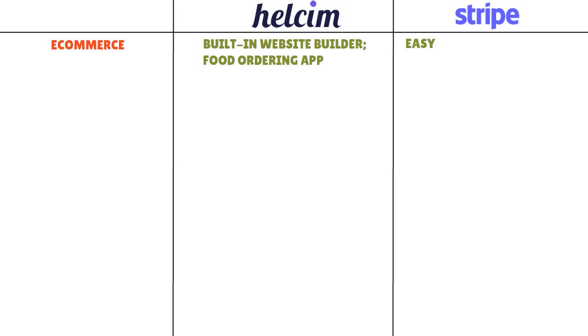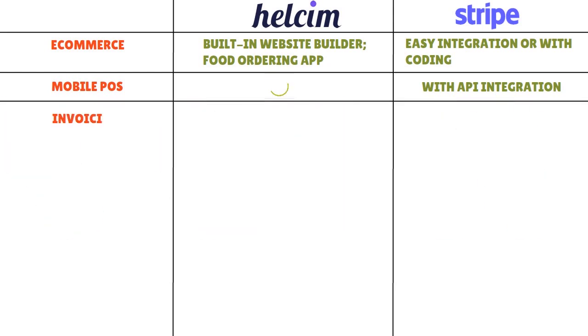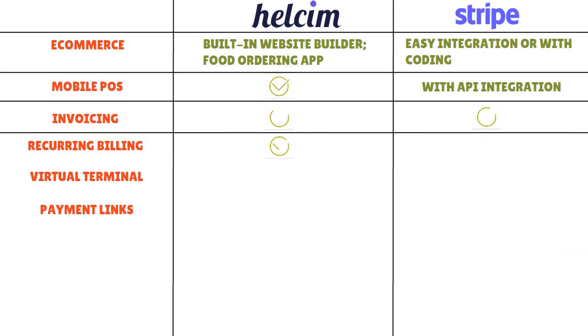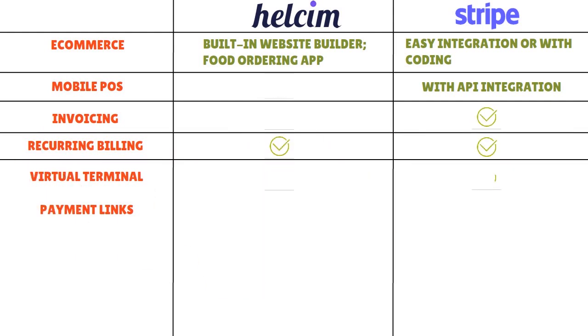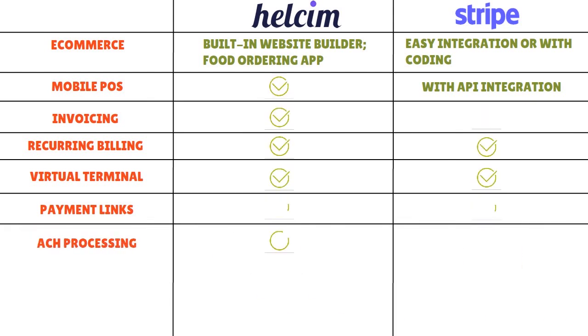The cool thing about Stripe is that you have easy integration, or with coding. So here is an area where Stripe is a little better. In terms of mobile POS, you have it with API integration, whereas with Helcim, it's natively included. It's natively integrated, so Helcim wins here. For invoicing, recurring billing, virtual terminal, payment links, and ACH processing, those two providers are basically the same. They offer similar services.